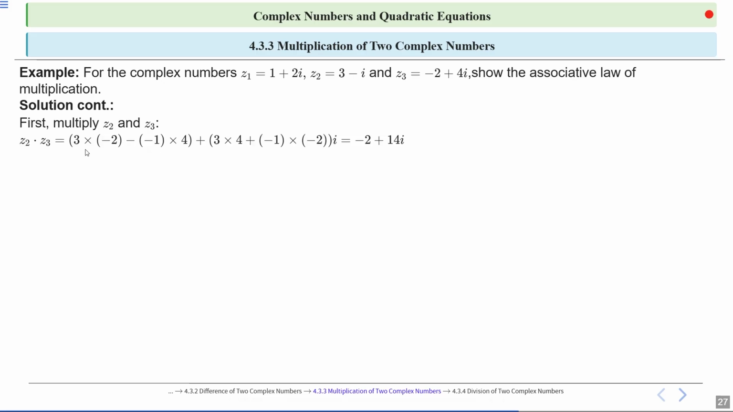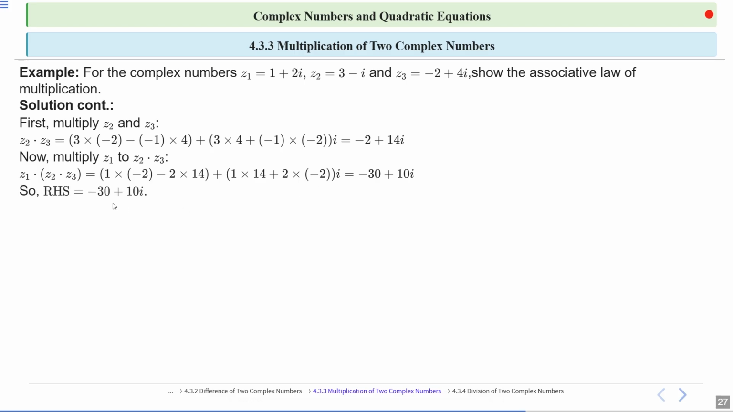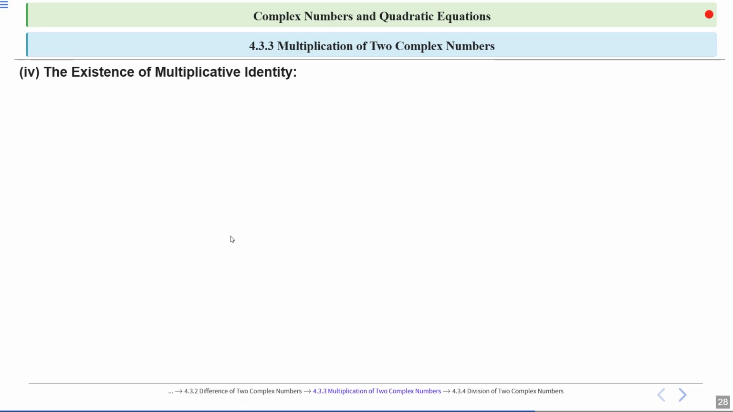First multiply z2 and z3. So z2 times z3 equals 3 times minus 2 minus minus 1 times 4 plus iota times 3 times 4 plus minus 1 times minus 2, which is equal to minus 2 plus 14 times iota. Now multiply z1 by z2 times z3. Then you get z1 times z2 times z3 is minus 30 plus 10 times iota. So RHS equals minus 30 plus 10 times iota. So LHS equals RHS equals minus 30 plus 10 times iota. Now we will focus on the existence of multiplicative identity.